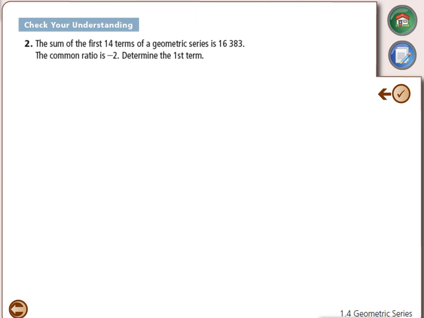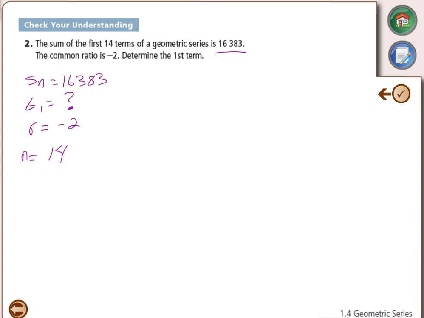Well, let's go a little bit tougher here. The sum of the first 14 is that, and the common ratio is that. What is T1? Well, I've got Sn, T1, r, and n. Fill in what we know. Sn. Hey, I know that. That's the sum. They told me that it was 16383. T1. Ooh, I'm looking for that one. r. Ooh. That's negative 2. And n, hey, first 14 of them.